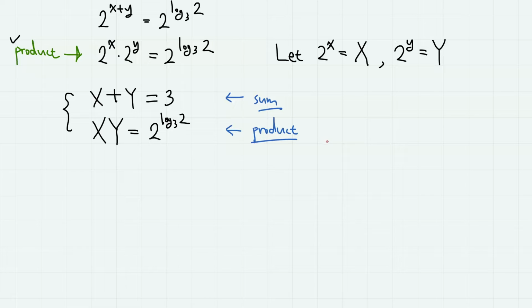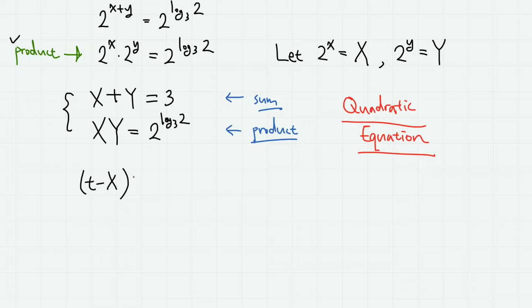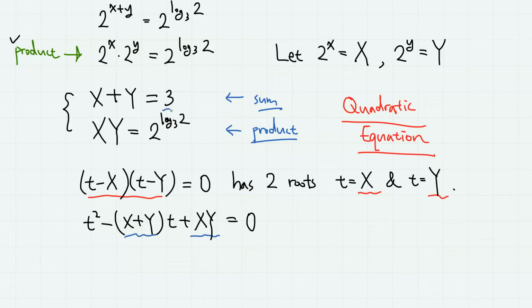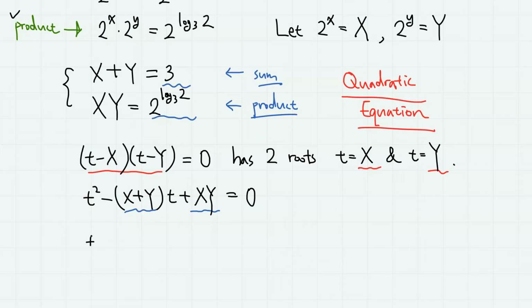And when the sum and product of two unknowns are given, there is a nice method we can use to find the individual values, and that is using a quadratic equation. Notice that the quadratic equation (t minus capital X) times (t minus capital Y) equals 0 has capital X and capital Y as its roots. And if we expand the left-hand side, we obtain t squared minus (X plus Y) t plus XY equals 0. So we have the sum X plus Y and the product XY here. So using known values from here, the equation becomes t squared minus 3t plus 2 to the power of log base 3 of 2 equals 0.